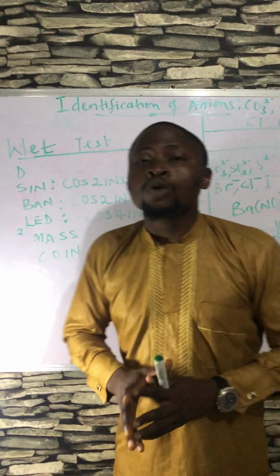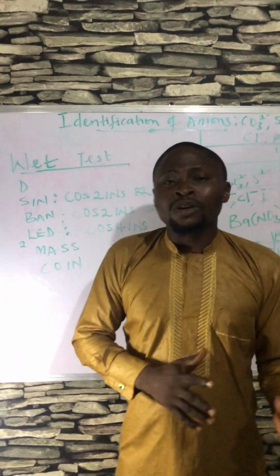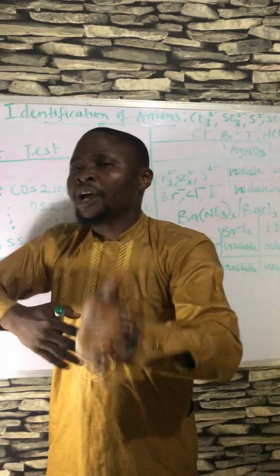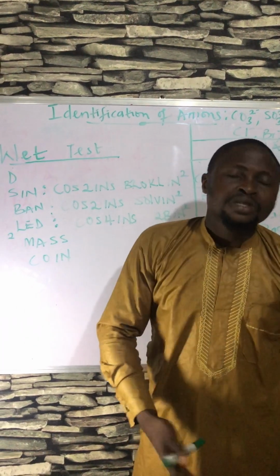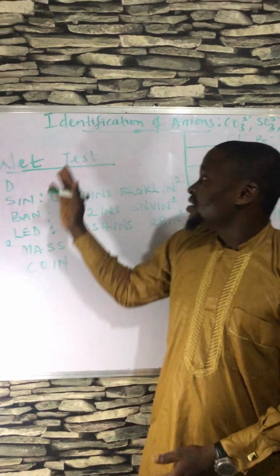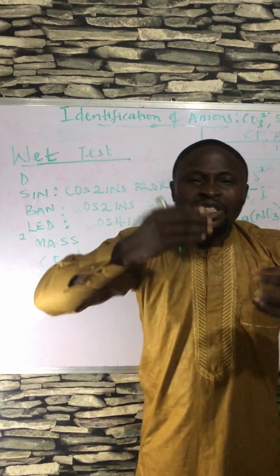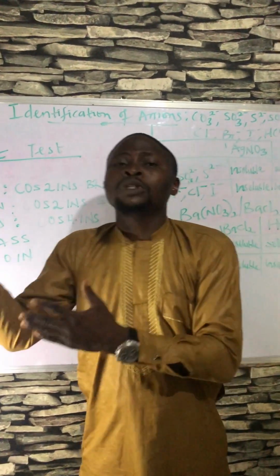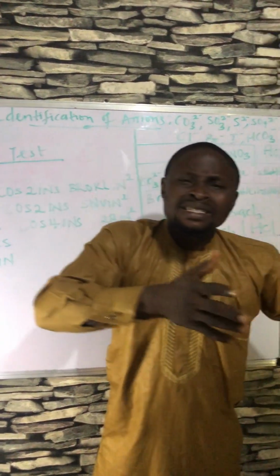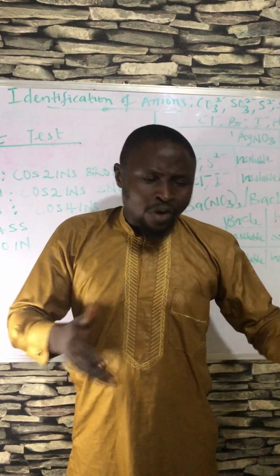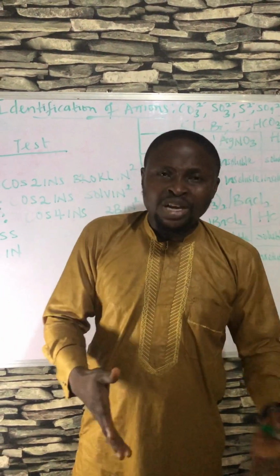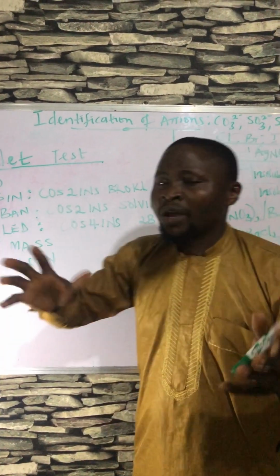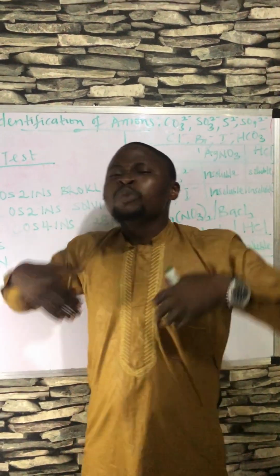I want to believe that we all know what this is all about. It goes beyond the dry test, where from the evolution or effervescence of gas, you can depict the anion present. This has to do with dissolving your unknown salt in water, salt X plus 10 centimeter cube of water, for instance, and then adding different solutions in order to identify what type of anion is present in the unknown salt.